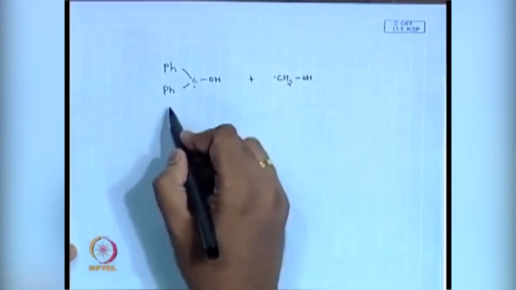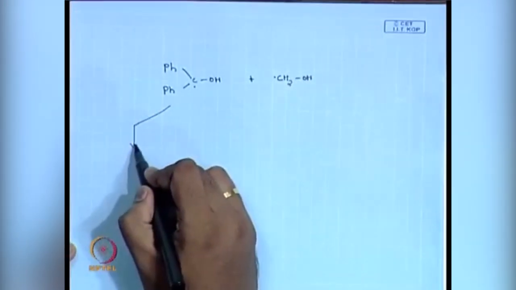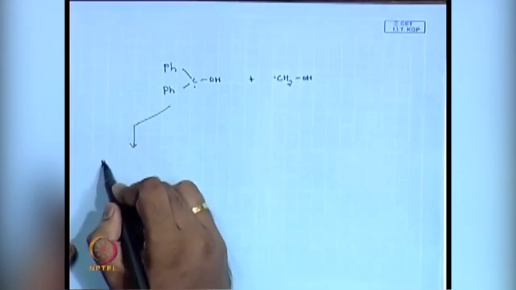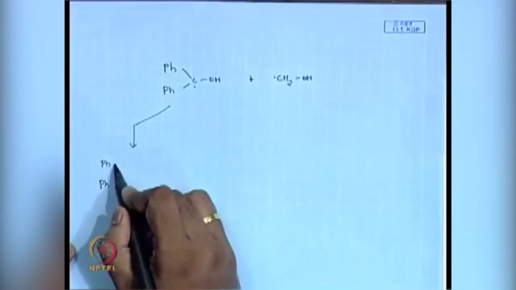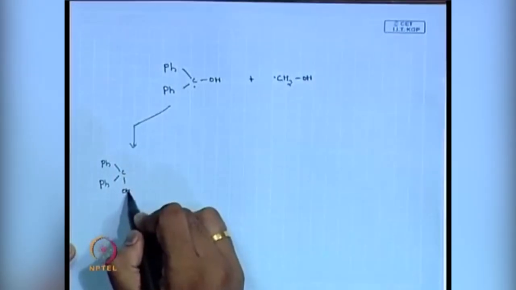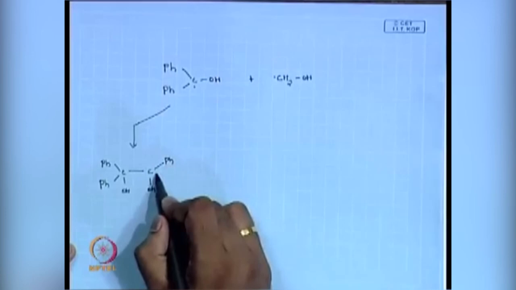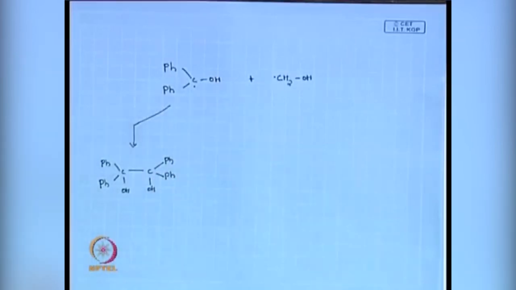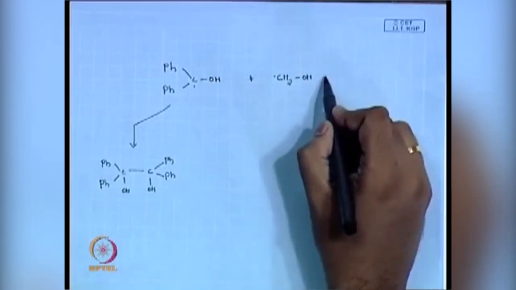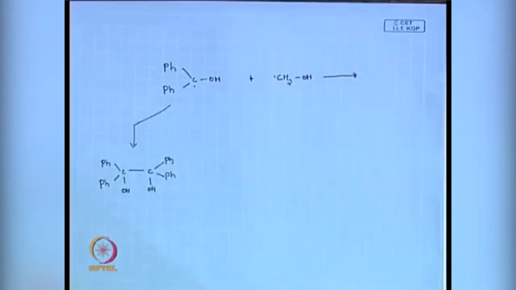You know that this will recombine, that it gives a benzopinacol, that should not be a problem. So what can this do? Do you think it will recombine? If it recombines, what do you end up with? You end up with a glycol.